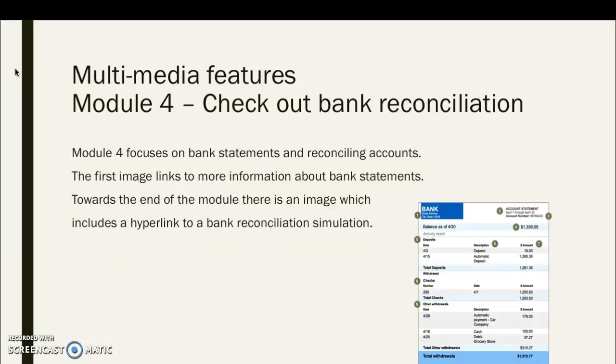Module 4 focuses on bank statements and bank reconciliation. The first image links to more information about bank statements. Towards the end of the module, there's an image which includes a hyperlink to a bank reconciliation simulation.